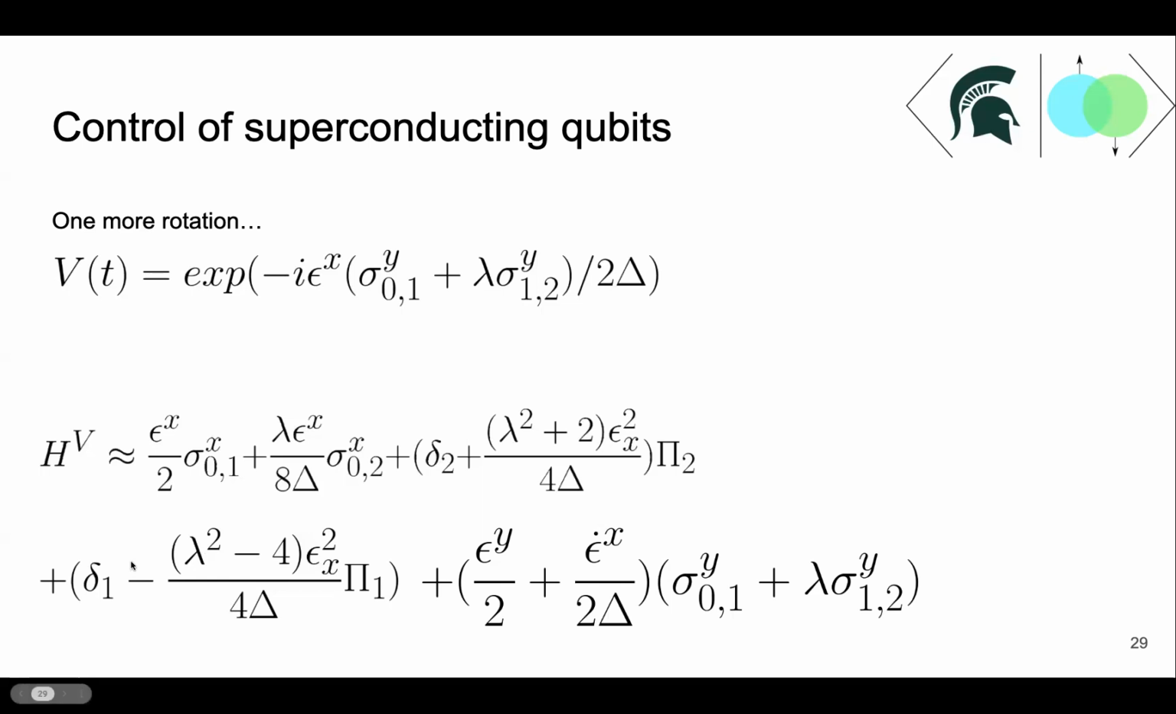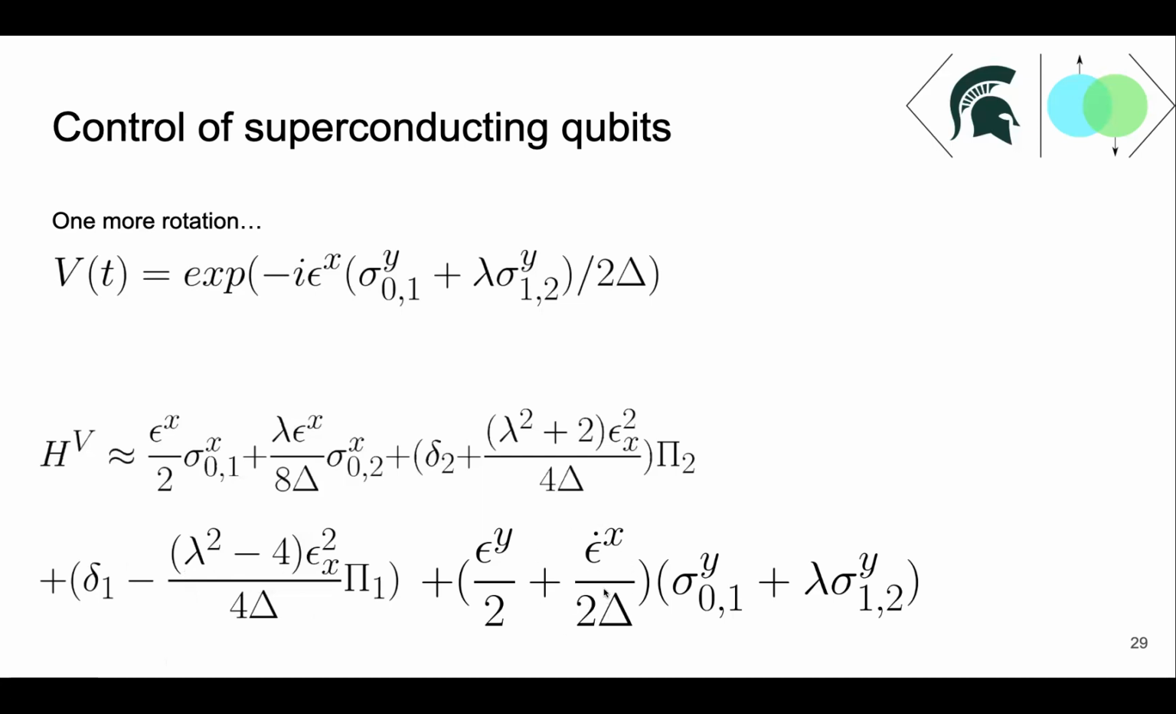This term here represents an effective shift to the frequency of the first transition, which we would like to minimize, because we don't want this frequency to be moving around all the time. That will cause dephasing errors in the qubit, just like charge fluctuations would. So we would like this to be 0 if we could.